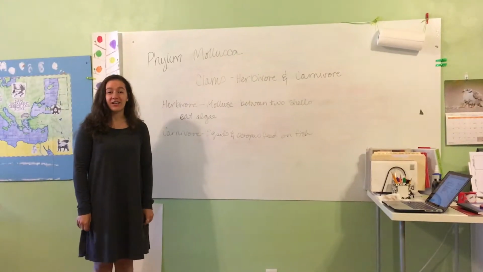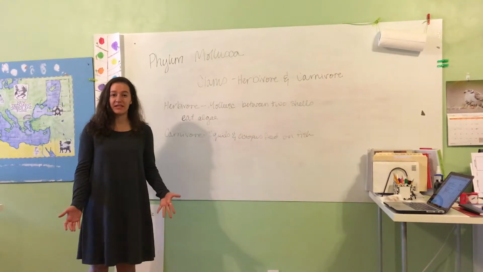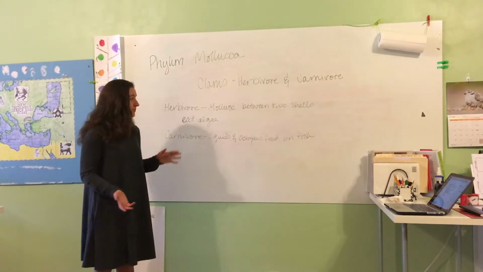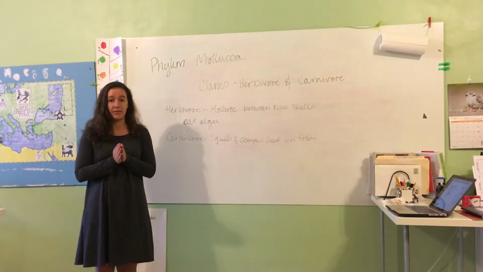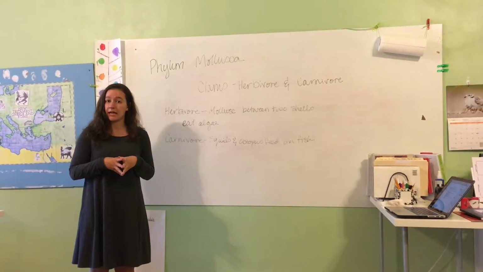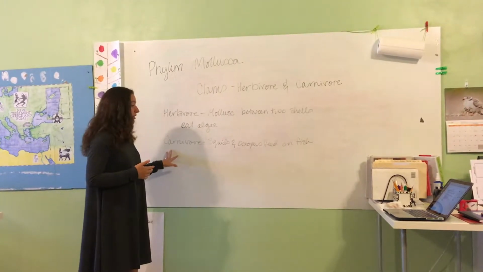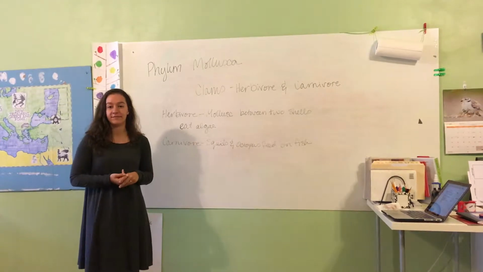So our fourth phylum is the phylum Mollusca. As we saw in lab, an example of this is clams. They're herbivores and carnivores. A herbivore is a mollusk that is between two shells, like the clam, and they primarily dine on algae. If they're a carnivore, that is typically your squids and your octopus, and they feed on small fish.